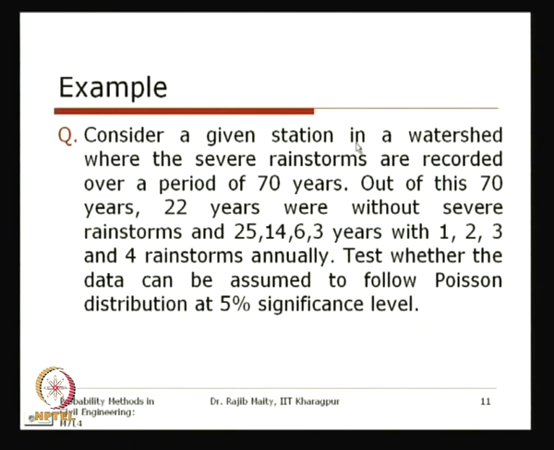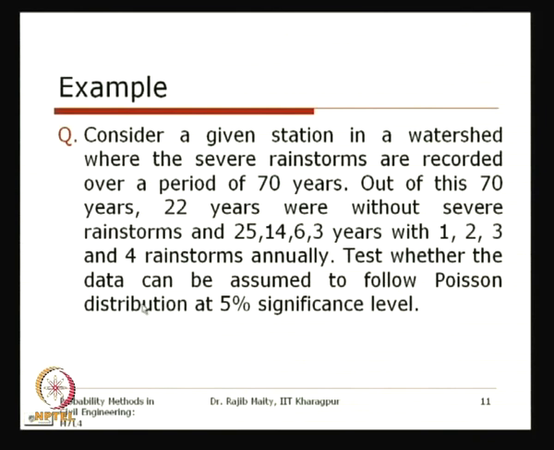Consider a given station in a watershed where severe rainstorms are recorded over a period of 70 years. Over the last 70 years we have recorded how many rainstorms there are in a particular year, and out of these 70 years, 22 years were without severe rainstorms. So in 22 years the number of rainstorms is 0. And 25 years, 14 years, 6 years and 3 years are with 1, 2, 3 and 4 rainstorms respectively. So in 25 years we observed 1 rainstorm, in 14 years 2 rainstorms, in 6 years 3 rainstorms, and in 3 years 4 rainstorms.